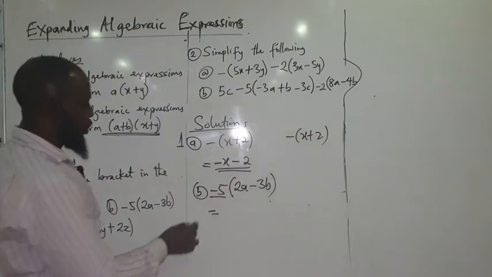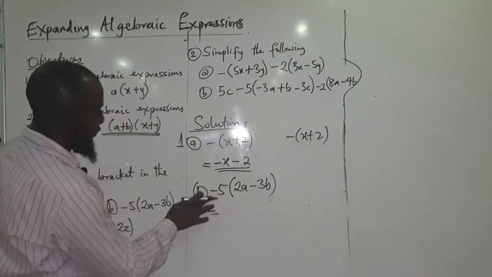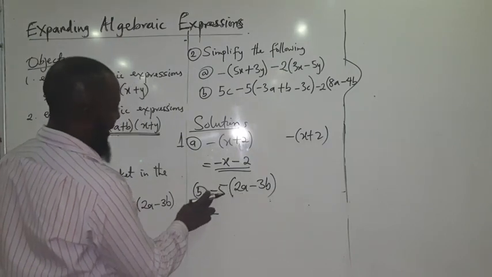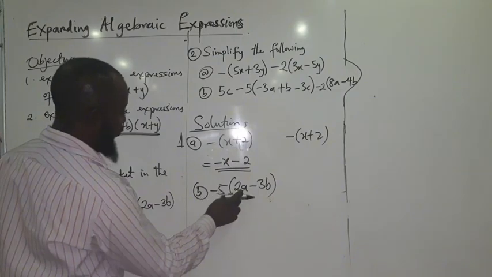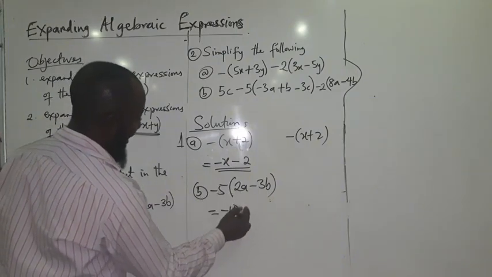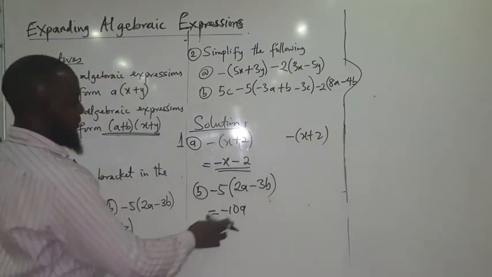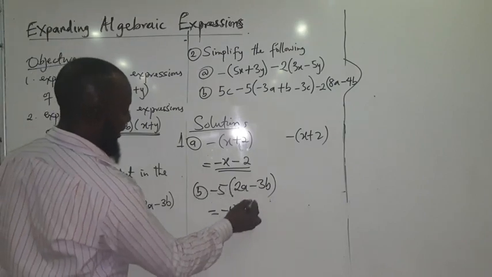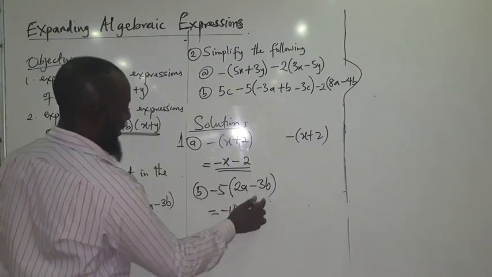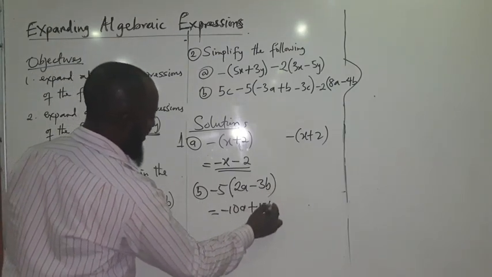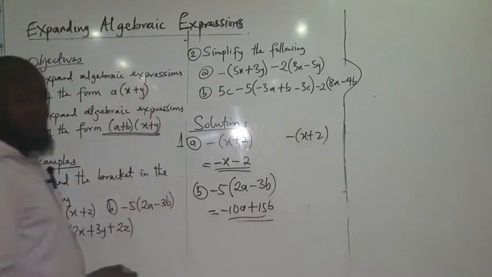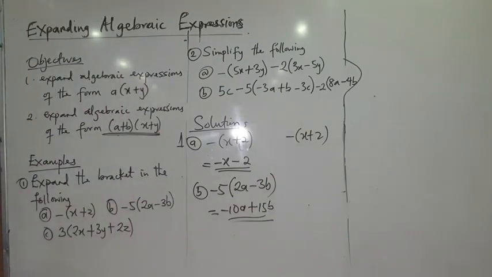So in that case, we have minus 5 times 2a. Minus 5 times 2 is minus 10, then a comes with it. Then minus times minus gives plus: 5 times 3 is 15, then b beside it. That is the answer. You can see it's very simple.